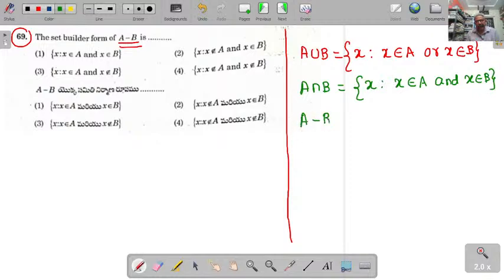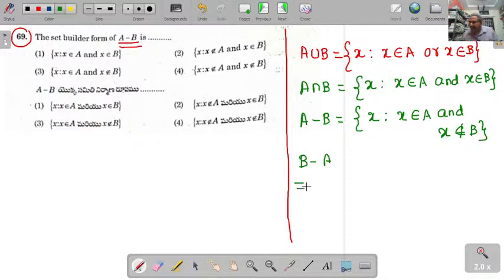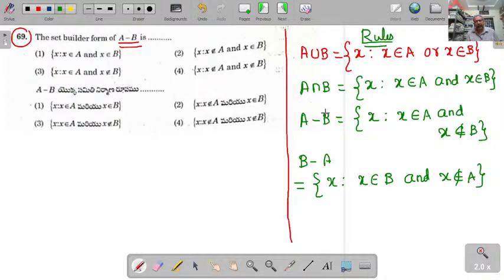Then A minus B, the set builder form of A minus B. It's very interesting. X such that X belongs to A and X does not belong to B. Similarly, what is B minus A? Are you able to write B minus A? That is X such that X belongs to B and X does not belong to A. These are the rules to be followed to write the set builder form of all the operations: union, intersection, A minus B and B minus A.